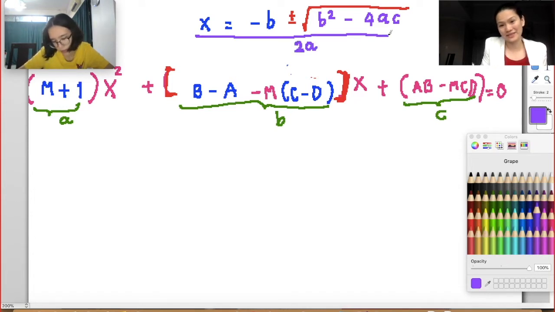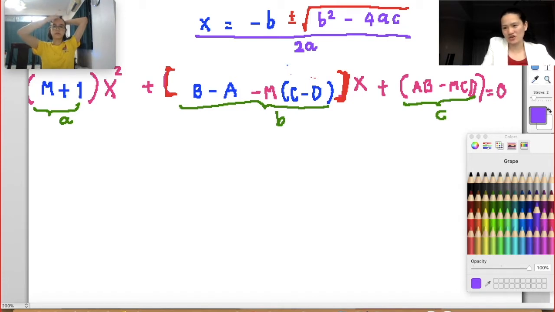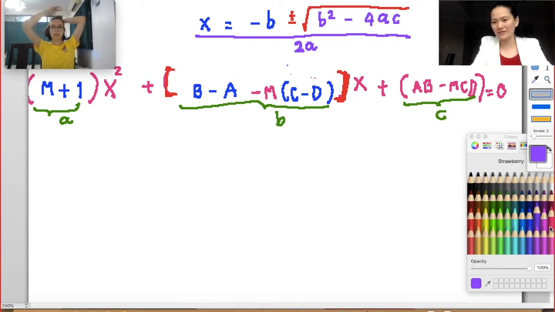Yep, 2a. You know that m plus 1 is a. In this bracket, b minus a minus mcd is b. And then you know that ab minus mcd, all of this one, is c. We just try to put everything in this equation. Are you okay? All good? Still alive?